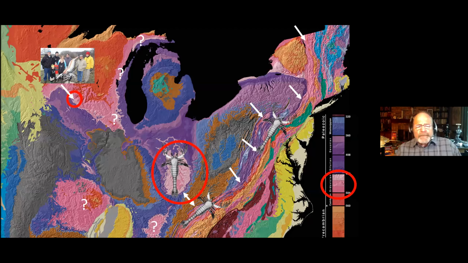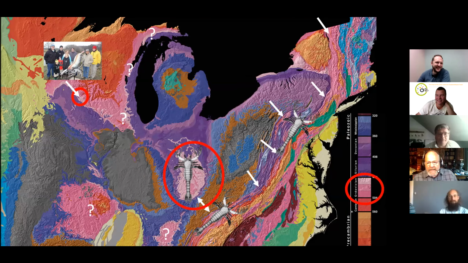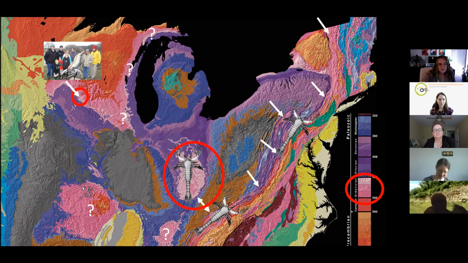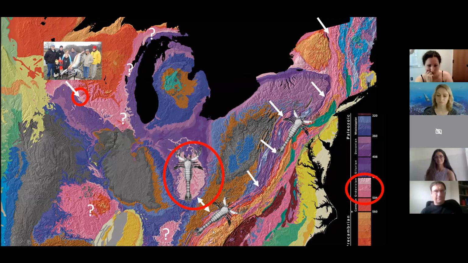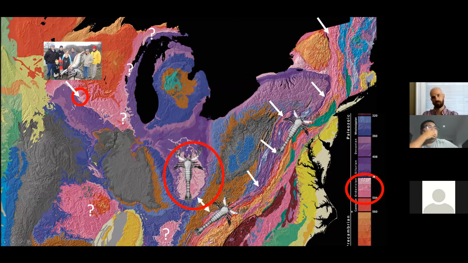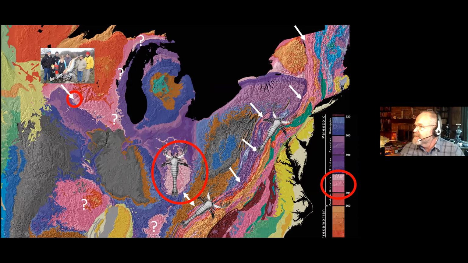Just to talk about where these things are occurring generally, note that they are in the Ordovician. I've circled the Ordovician colors here. They are pink on this map of just the United States. We do have some up here in Quebec as well. But the outcrops are also spotty, which makes it even easier for me to make up any story I like.